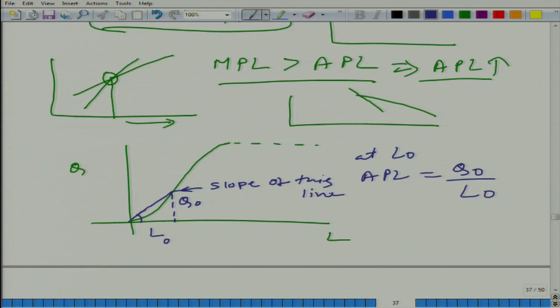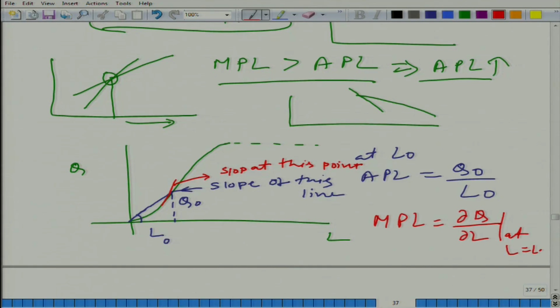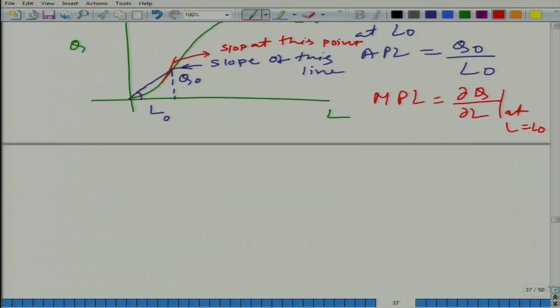Okay. And what is MPL? MPL is slope at this point. So, MPL is not integration of APL. MPL is at this point, at L is equal to L naught. Is it clear? Fine. Now, it is clear why it has to cut from above. Yes, sir. Because that is the stationary, you can't get the stationary point if it cuts the APL from below. Fine, and that is the reason.